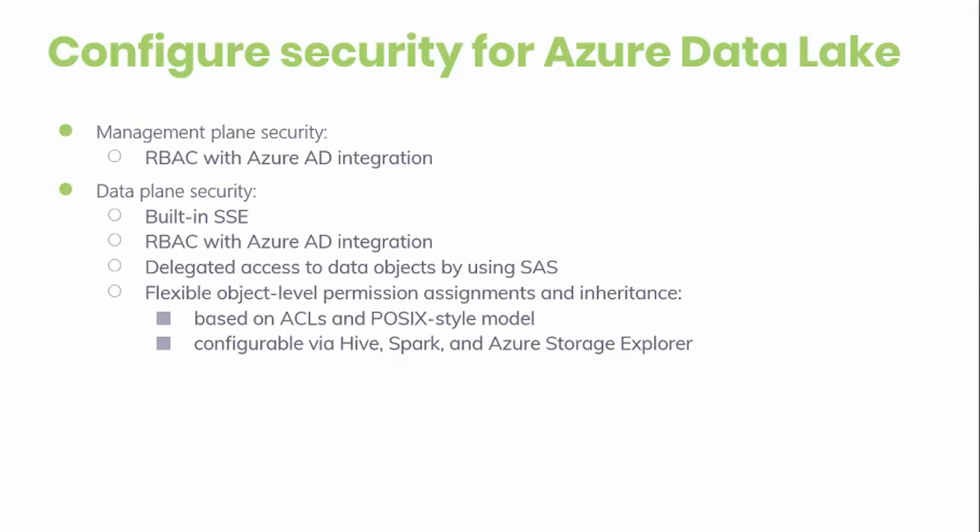The security model for Data Lake Gen 2 supports ACLs and Portable Operating System Interface for Unix permissions, along with some extra granularity specific to Data Lake Storage Gen 2. You configure settings through Storage Explorer or through frameworks like Hive and Spark. This model offers a number of security features. In particular, all data written to Azure Storage is automatically encrypted using Storage Service Encryption.